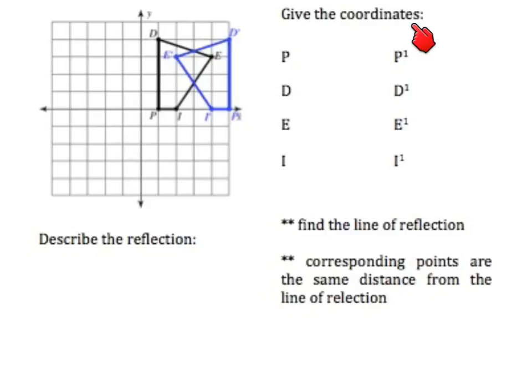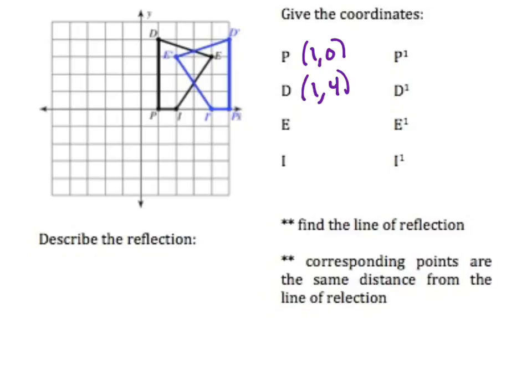Okay, so we have to give the coordinates, and then we're going to describe the reflection. But look, this one isn't going across either of the axes. This is going to be a little trick here. We're going to find the line of reflection and then describe the reflection. Okay, well, let's first go ahead and give the coordinates. Coordinate of P is 1, 0.